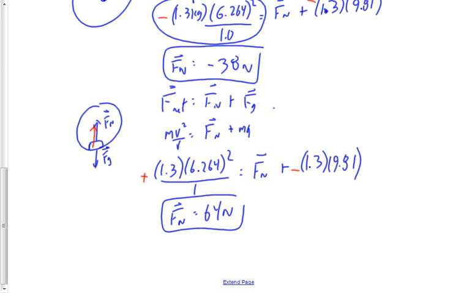Okay, at the top of the circle, gravity and the normal force are working together. Kind of like a tug of war. Top of the circle is when everybody's on the same team pulling in the same direction. The bottom of the circle is when you're pulling in one direction, somebody else is pulling the opposite direction. When do you have to work harder? When you're pulling in opposite directions, right? That's going to be a bigger force.